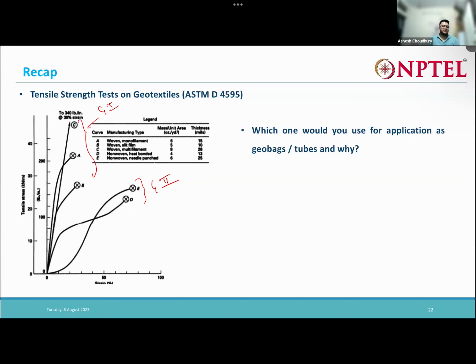Which type of geotextile would you prefer? Would it be group one, group two? Try to think of an answer. Even if it's wrong, just guess. Whatever comes to your mind, just guess. It should be a calculated guess; you should have some reasoning for that. Why? Which group? Group one or group two?